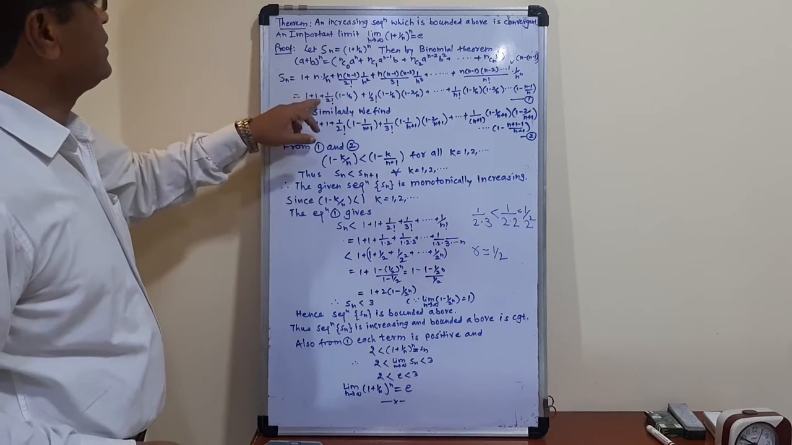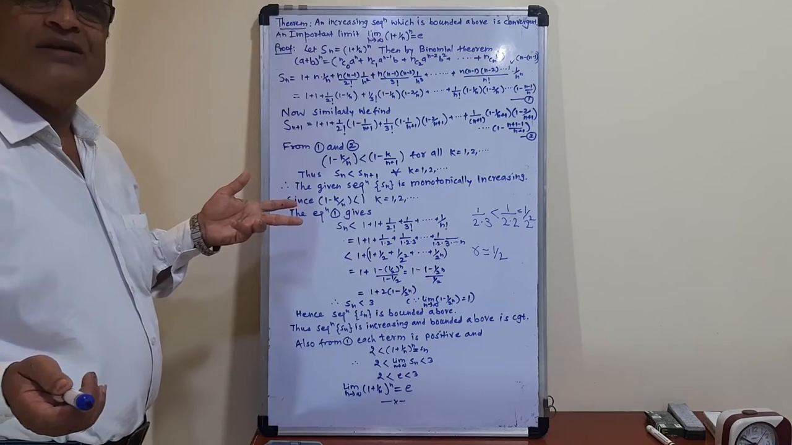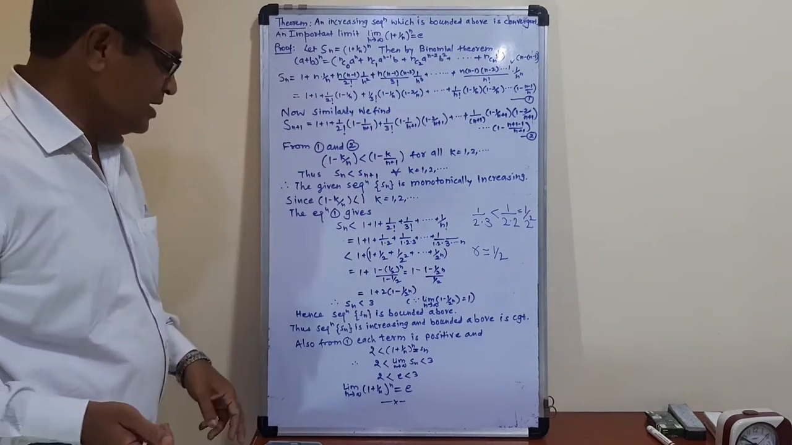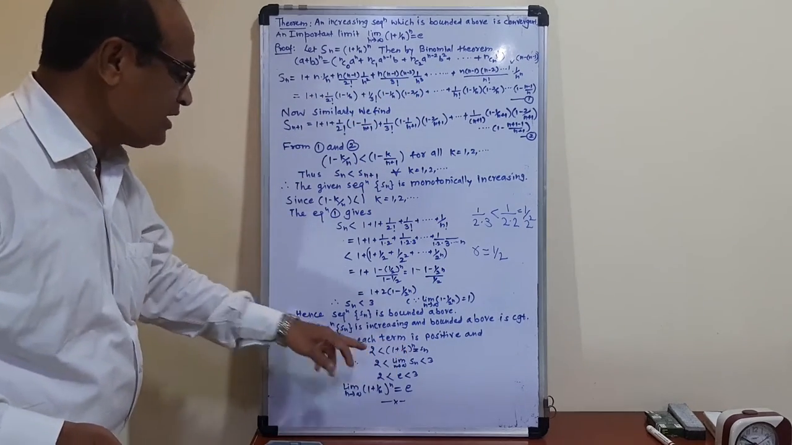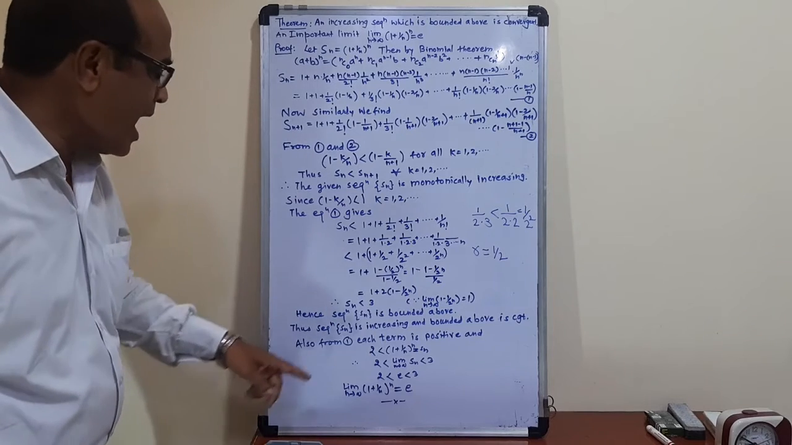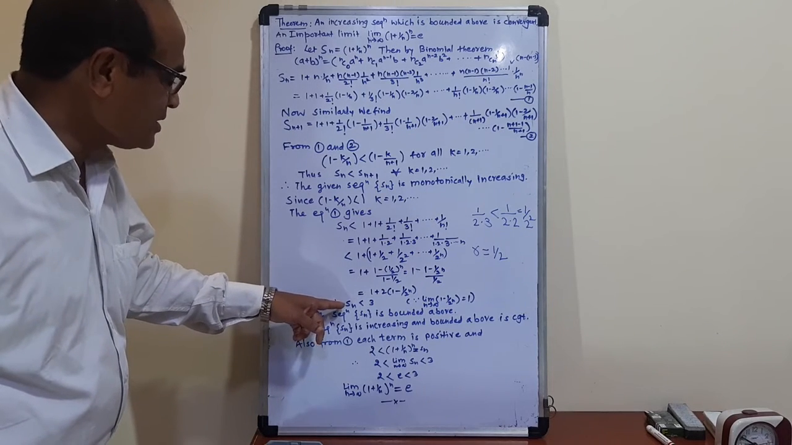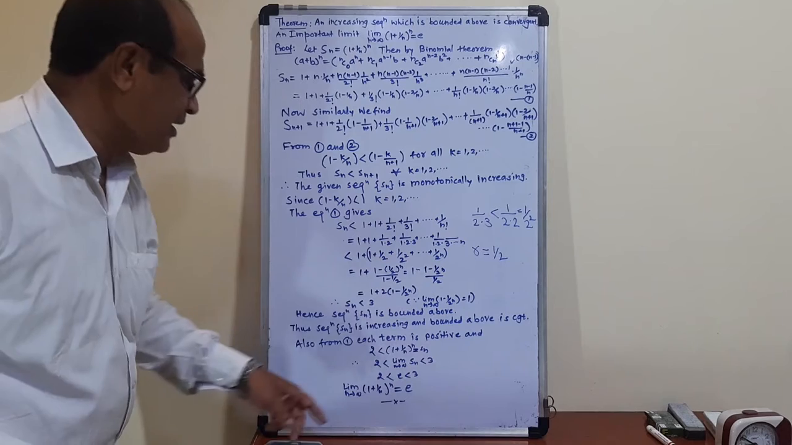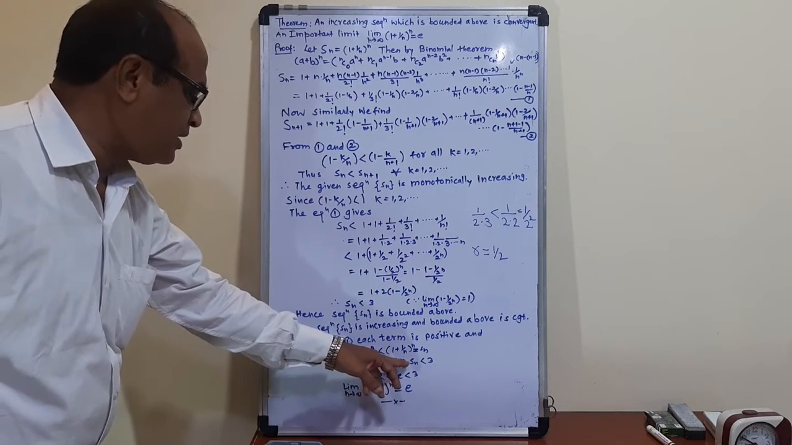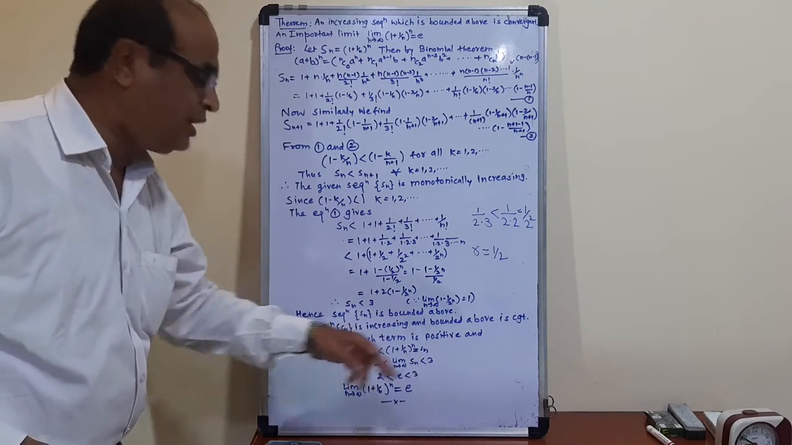So 1 plus 1 is 2 here. And this is an addition term. So this is greater than 2. And you say that the limit of Sn is less than 3. So the limit of this lies between 2 and 3.